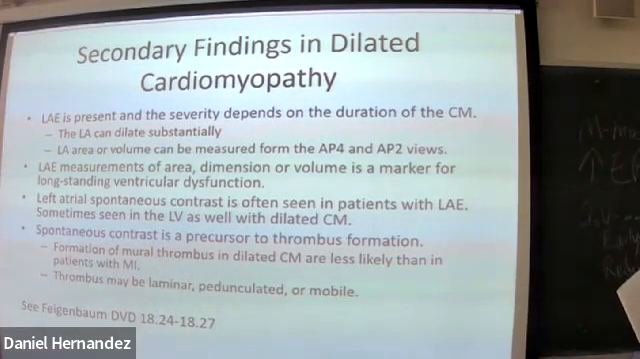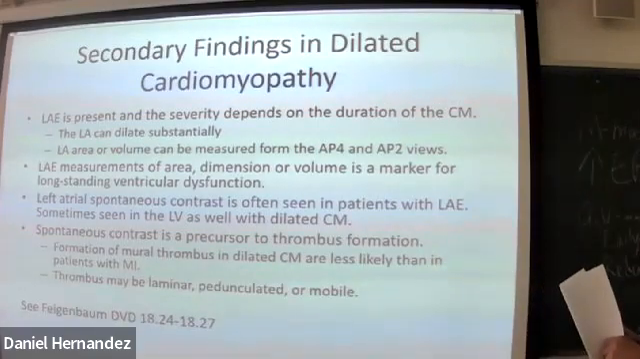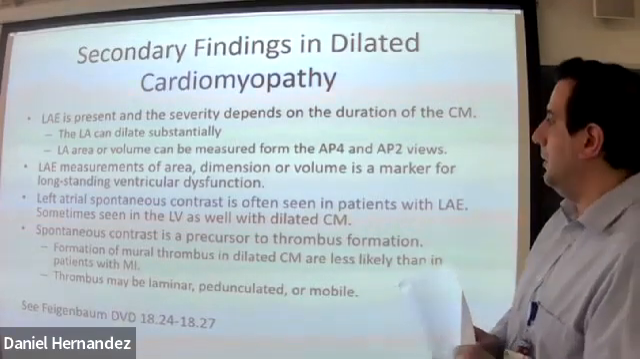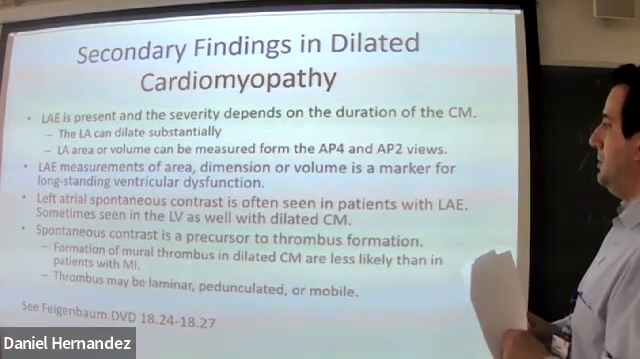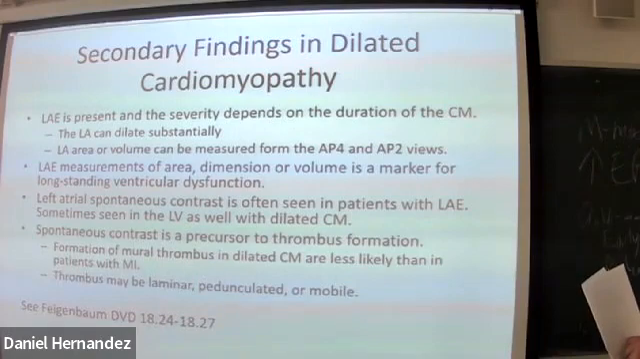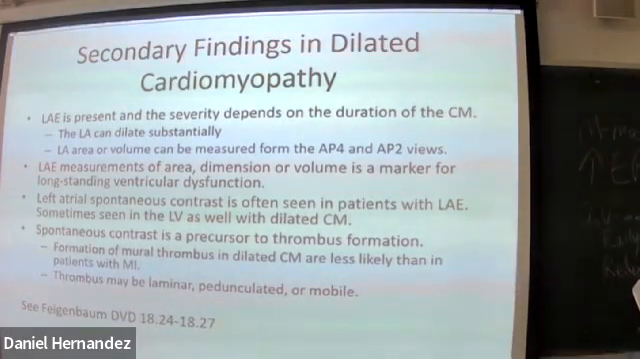Our areas and volumes, again, we like to measure in our apical 4 and 2 chamber views, the same that we do for our left ventricular volumes. Left atrial measurements of area, dimension, or volume is a marker for long-standing ventricular dysfunction.